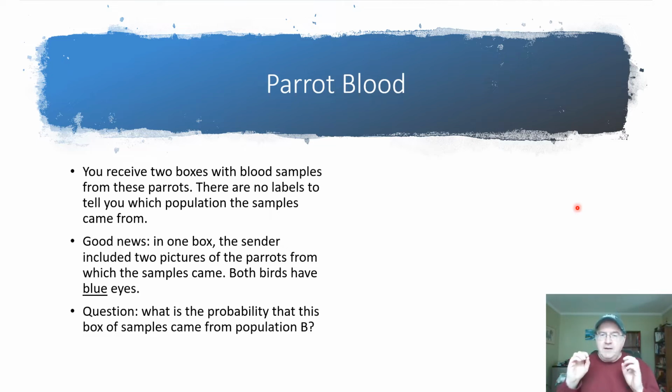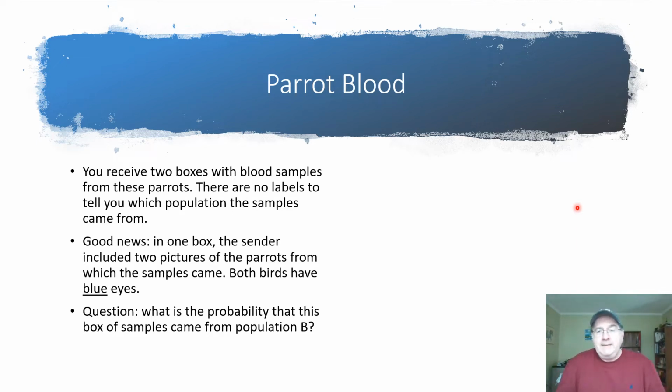So you've got a box of blood samples. They all came from one of those populations of parrots. We don't know which one, but we do have pictures of two of them from which the blood was taken. And both of them have blue eyes.